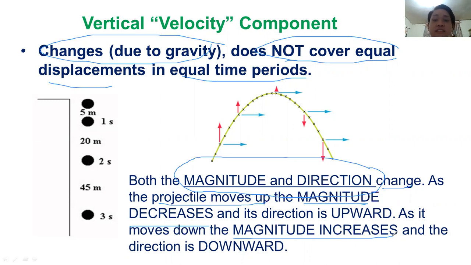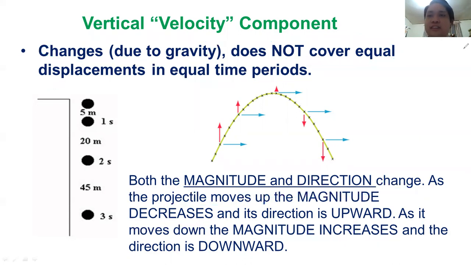So once the projectile moves up, what will happen to the magnitude? It decreases. The direction is upward. When it goes down, what will happen? In the vertical velocity component, the magnitude increases and the direction is downward. I want you to remember that, a very important concept under the vertical velocity component. So let's now proceed to the horizontally launched projectiles.